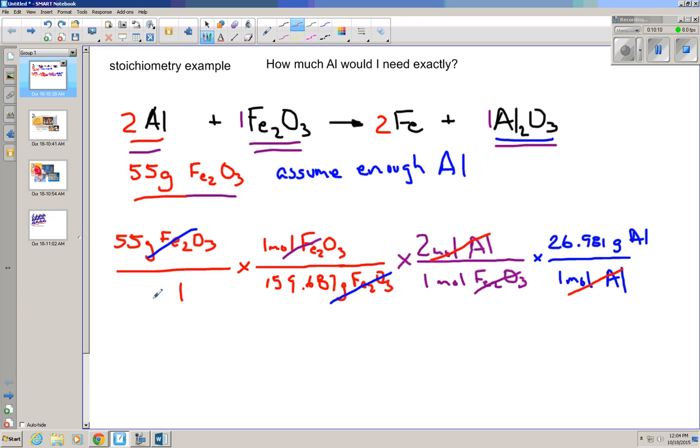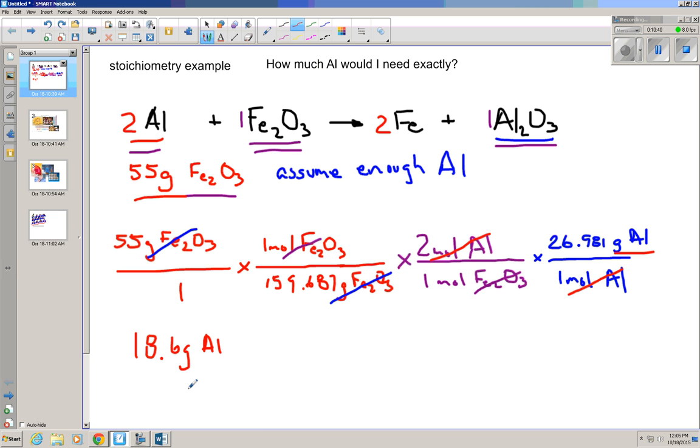Now, what's the only unit that I have left here? Grams of iron is gone. Moles of iron is gone. Moles of aluminum is gone. You found it. There it is. Grams of aluminum is the only thing left. So now I've got a problem. I've got 55 times 2 times 26.981 divided by 159. So let me pause and get an answer. Okay, here's my answer. 18.6 grams of aluminum.